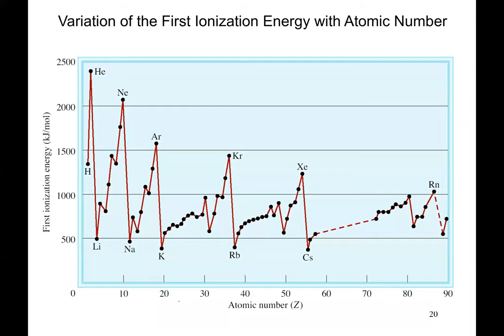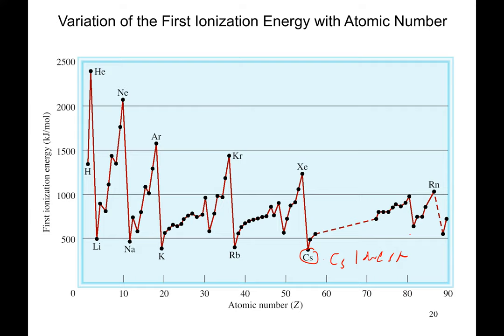And it's a trend that's kind of designed that way. Now, the variation of the first ionization energy with atomic number, as you notice, it goes up and up. The lowest one here, look on the graph, cesium is the lowest. Why do you suppose cesium is the lowest? Where is it on the periodic table?